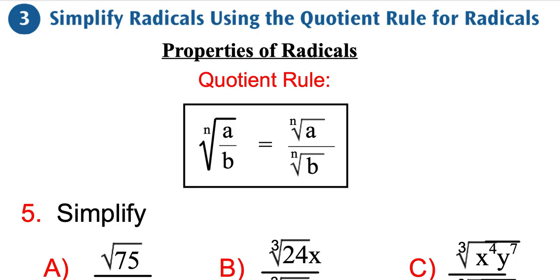Now we'll look at the quotient rule here. So quotient rule is the same kind of idea. It's just division. Okay? If I have a radical with a fraction in it, I split that to a radical on the top and a radical on the bottom. I'm essentially distributing the radical, but I don't want to say that for sure. That's kind of loosely distributing the radical.